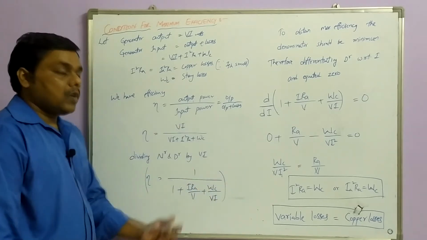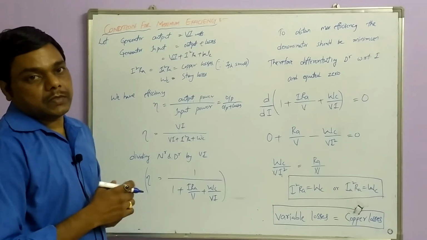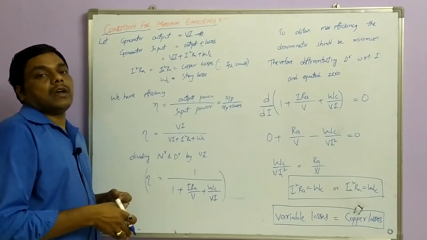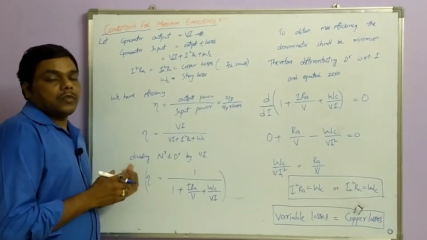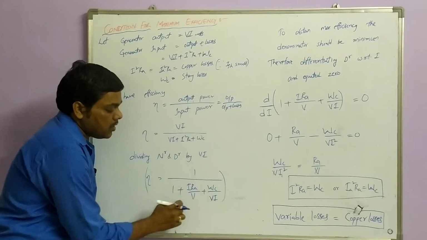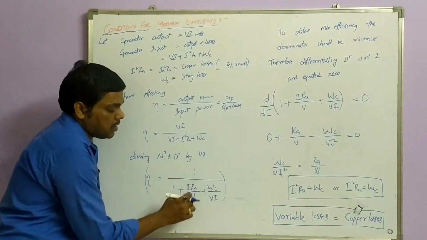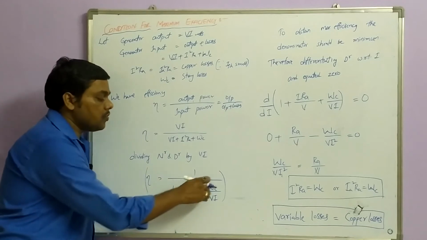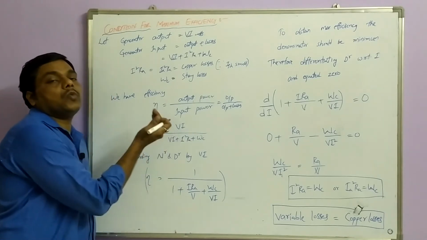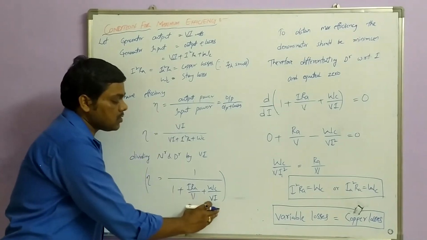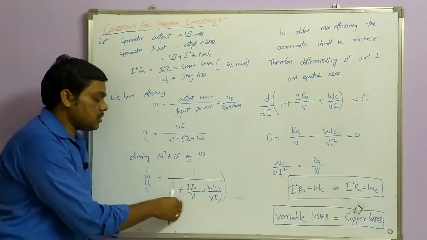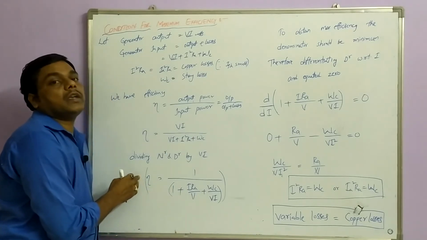efficiency equation. Now we have to maximize it. That means we have to improve the efficiency and decrease the losses. What is the condition for that? We are going to derive it. If you see this term, the numerator is 1, and the denominator has the expression Ia Ra by V plus Wc by VIa. If you decrease this denominator, then the efficiency is going to increase. Why? Because efficiency and this denominator term are inversely proportional. So if you decrease this term, the efficiency can be increased.